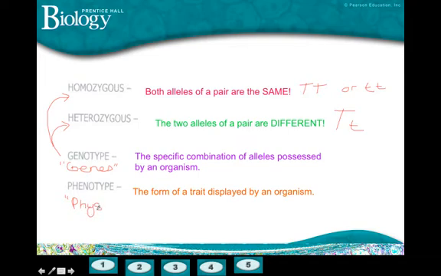And so I remember this because, remember, I got to make a loop-de-loop there for my eyes. So physical, phenotype. Notice how they both start with PH? It's what I actually see in the physical individual. I can see that they received the dominant eye color, which is brown.